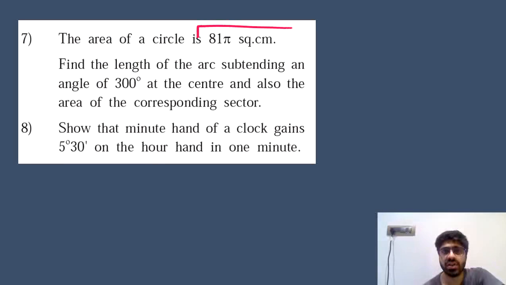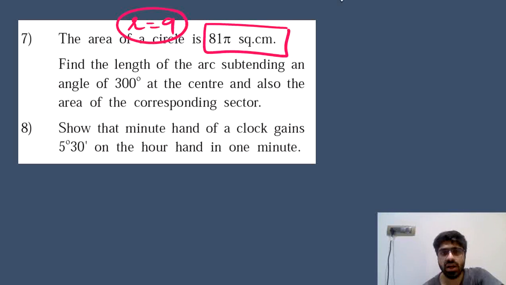The area of a circle is 81 pi centimeter square. You need to realize that area is always given by pi r square. If they are saying that area is 81 pi, pi gets cancelled on the left and right, r square is 81. So they are basically telling you that the radius of the circle is 9. Okay, with r being 9 centimeters, you have to find the length of arc subtending an angle of 300 degrees at the center and also the area of the corresponding sector.